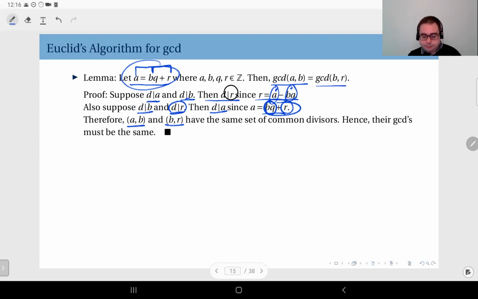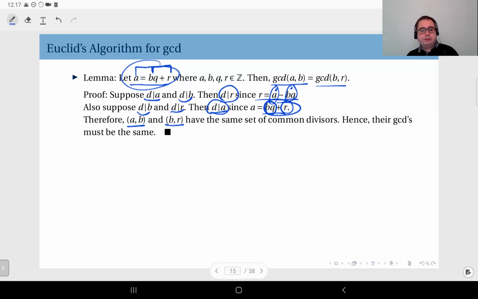Because when you assume D is a common divisor of A and B, then it should be a divisor of R. At the same time, if D is a common factor of B and R, we establish that it must also be a factor of A. Therefore, A, B and B, R have the exact same set of common divisors. Therefore, the maximum of that set, which is the GCD, must be the same.